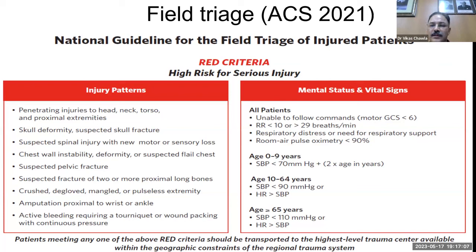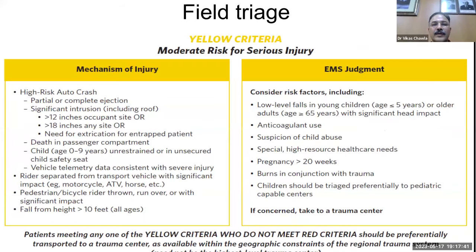What about the physiology? All patients with a motor GCS less than 6, where the patient is unable to follow commands, respiratory rate less than 10 or more than 29, or room air pulse oximetry less than 90%. And for all age groups from 0 to 65, blood pressure and heart rate have thresholds to determine which center the patient goes to. In any case, all the red criteria patients, depending on anatomy and physiology, are transferred to the highest level of care, a trauma center. But then what about the yellow category?